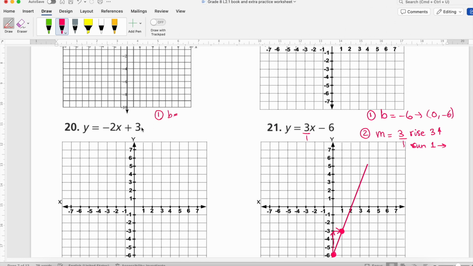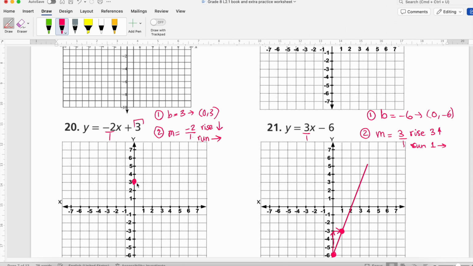The other one here, b from the equation is 3. So my first point is (0, 3), the y-intercept point. From here, use the m. What's my slope? It's negative 2. I have to write it as a fraction, negative 2 over 1. Why as a fraction? Because I need to know what's my rise and what's my run. My rise is 2 down, and my run is 1 positive.